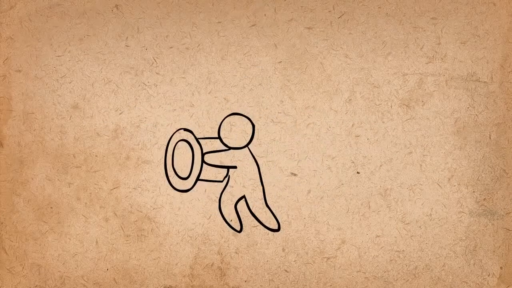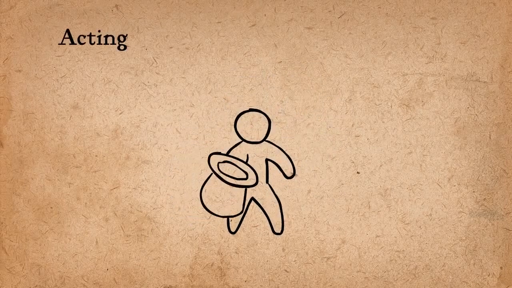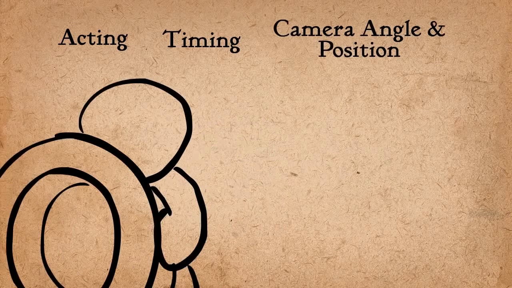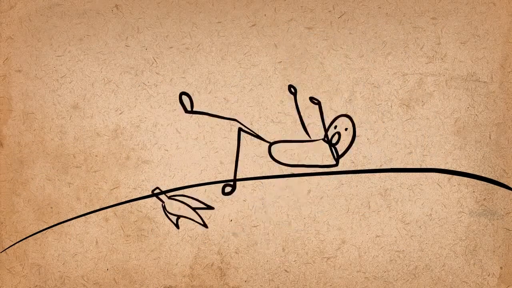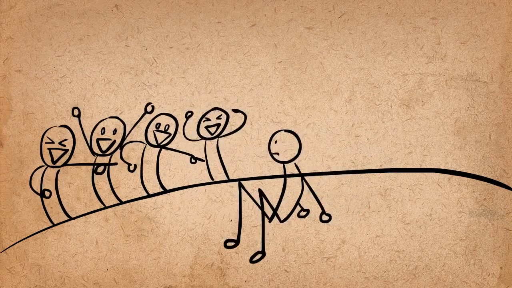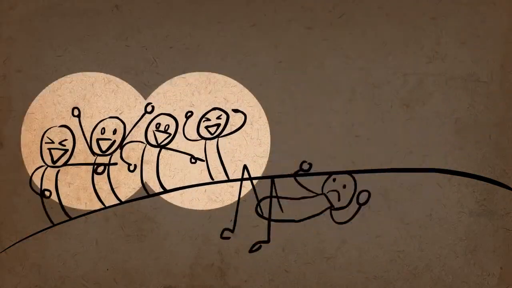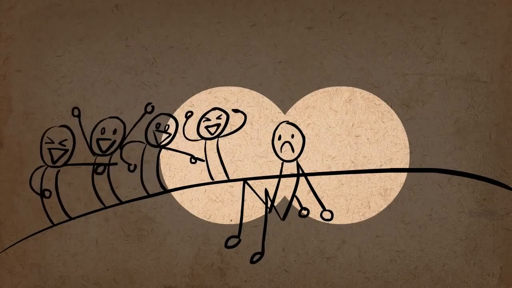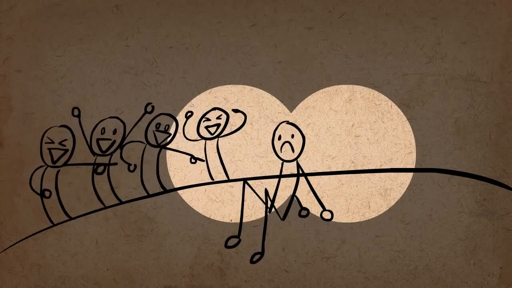This is a very broad principle because it covers so many areas of animation. It can apply to acting, timing, camera angle and position, and setting. So when you're animating, you want to be in full control of where the audience is looking. You're essentially saying, look at this, now look at this, and now look at this. This control is achieved through staging. All of the elements of the scene work together to move the viewer's eyes around the screen.